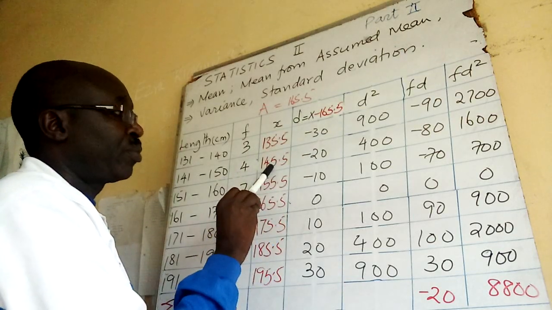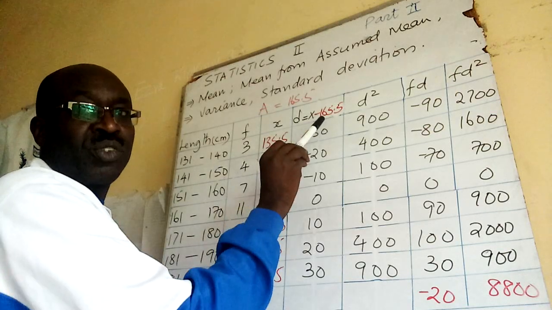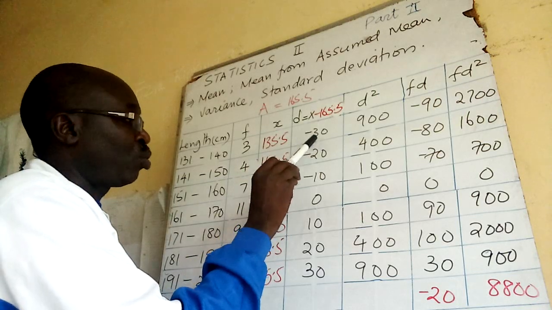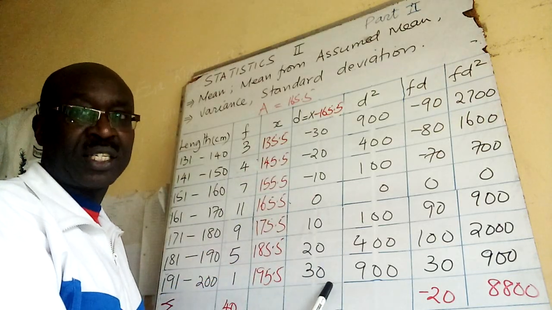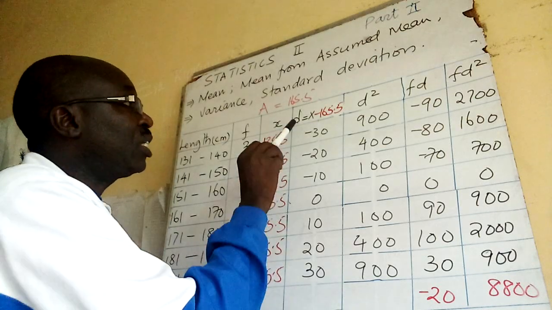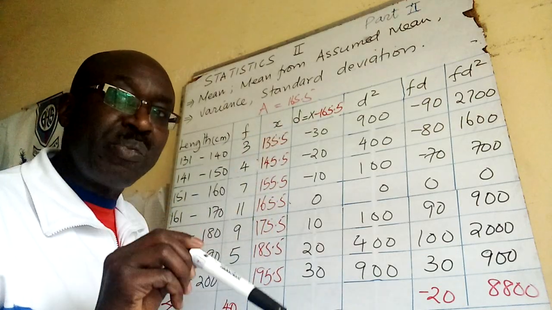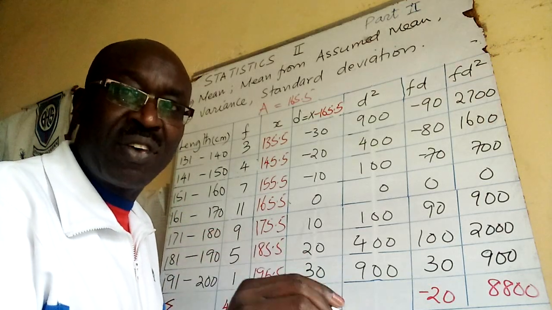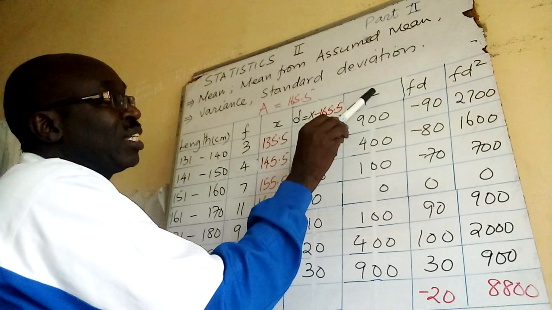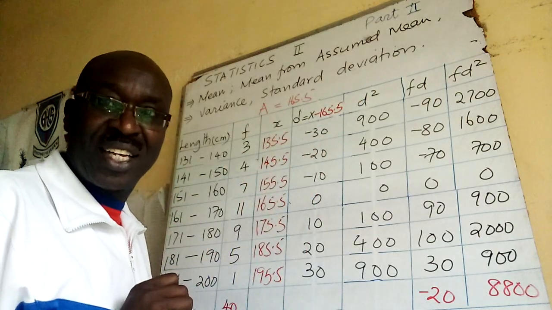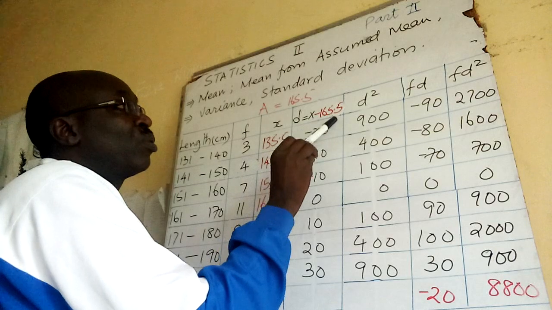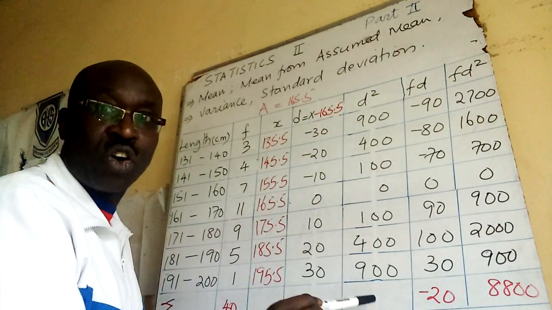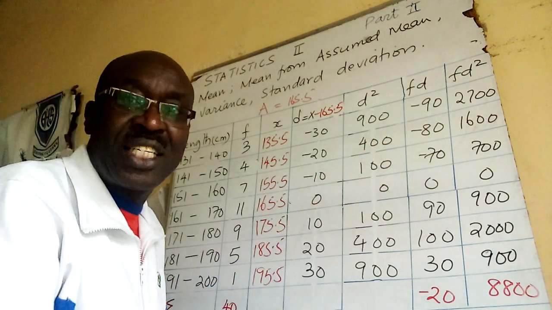145.5 subtract 165.5, you get negative 20, and so on until the last x. So this is d. Now in the formula, we have an operation: square the values of d. So you have to get the square of the values of d. I get this value, you square them. This you square, this you square, and so on. So now this gives us d squared.